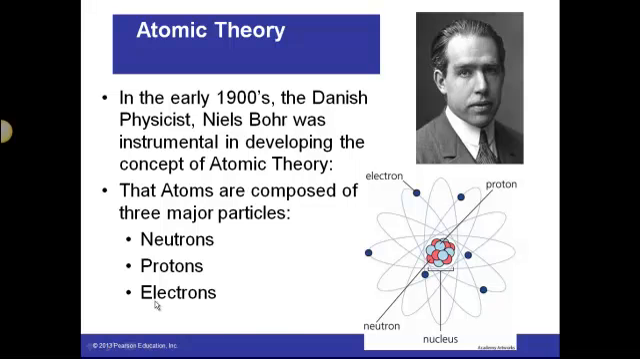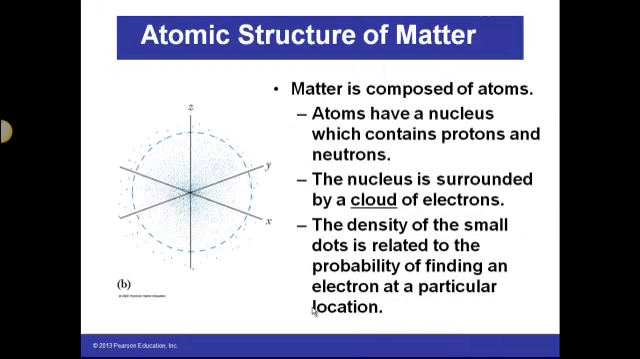But for our discussions, we're mainly just going to be interested in these smaller particles, the neutrons, the protons, and the electrons, and how they form atomic structure, and how these atomic structures then define the major characteristics that we see in the periodic table. So all of matter is composed of atoms, and atoms have a nucleus which contains the protons and the neutrons, and then the nucleus is surrounded by a cloud of electrons.